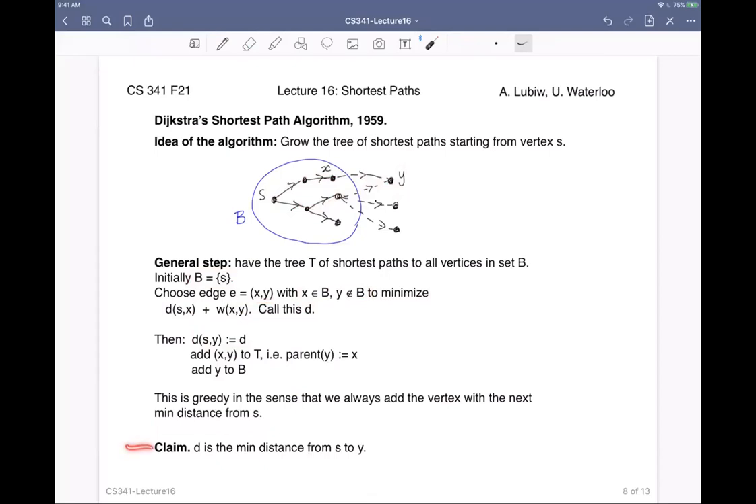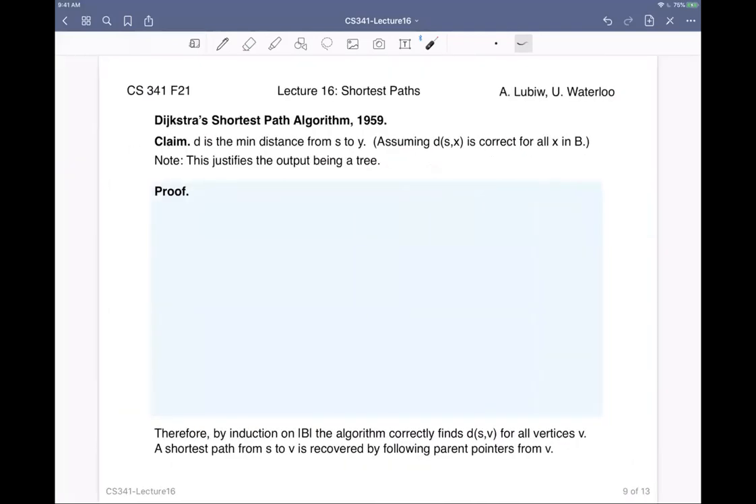So the claim here, the correctness claim, is that this value D here, maybe let me circle, this D is the minimum distance from S to Y. That is, no matter how I travel in this graph, whatever kind of path I take to Y, it is going to be at least as long as the value D. D is the minimum distance. So let's look at the proof of that claim.